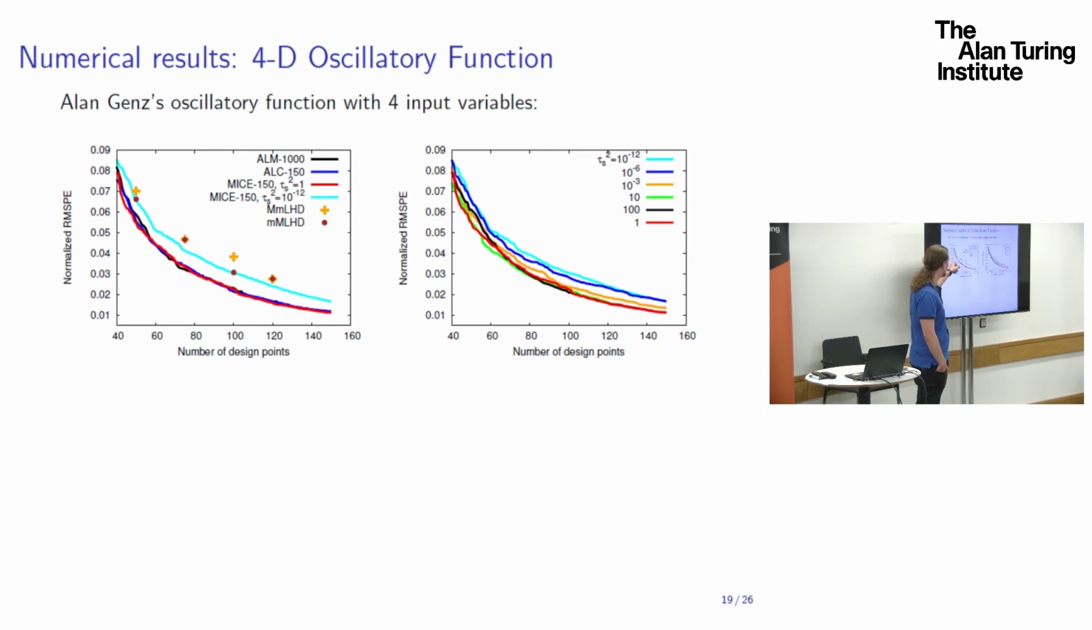The cyan-colored one is the MICE without using the nugget. So if you just use the standard mutual information, you can see that it's almost doing as bad as the Latin hypercubes. But then if you choose this nugget to 1, this regularization of the denominator of your criteria, you can see that it's doing exactly the same as the ALM and ALC.